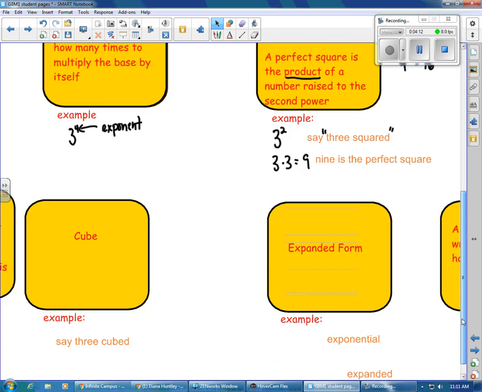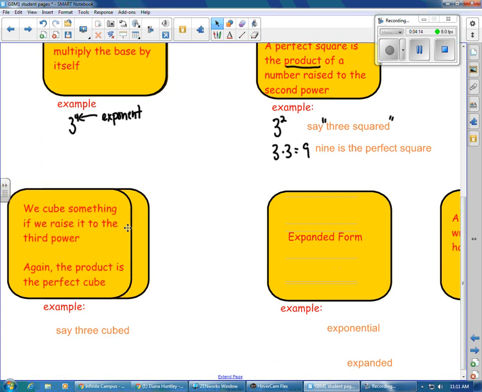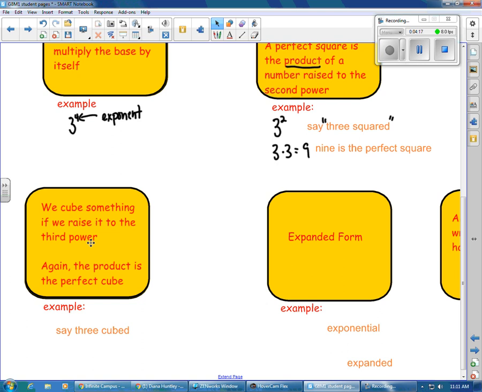The next one, cube and perfect cube. It's very similar. If we cube something, we're raising it to the 3rd power. So if I have 3 to the 3rd power, I say 3 cubed. And what does it mean? It means 3 times 3 times 3. 3 times 3 times 3 is 27. And 27 would be the perfect cube. Very similarly, any number can be cubed. Like 2 cubed, 2 times 2 times 2. 2 times 2 times 2 is 8. And we already did 3 cubed.